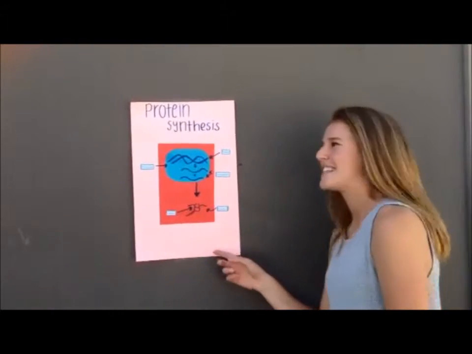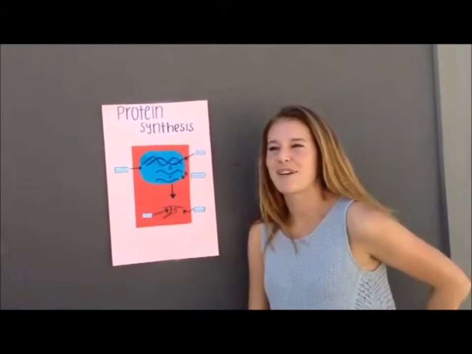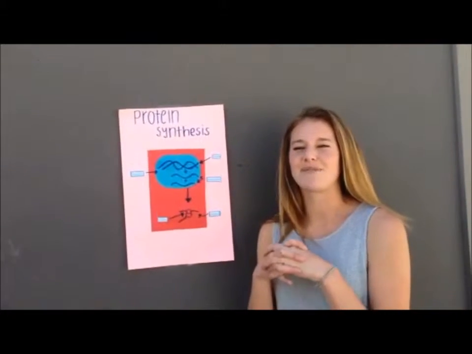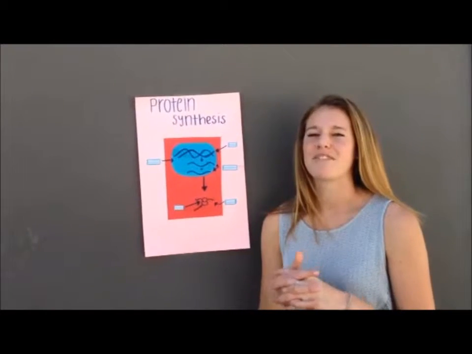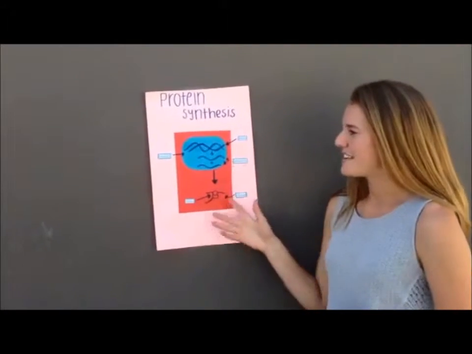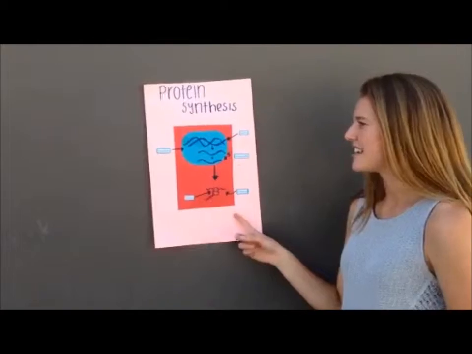This is the overview of protein synthesis. Protein synthesis is the process of linking together amino acids to form polypeptide chains under the direction of the information of DNA. It is broken down into two parts, transcription and translation.